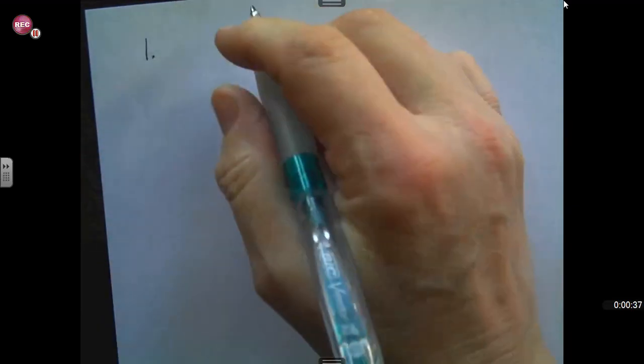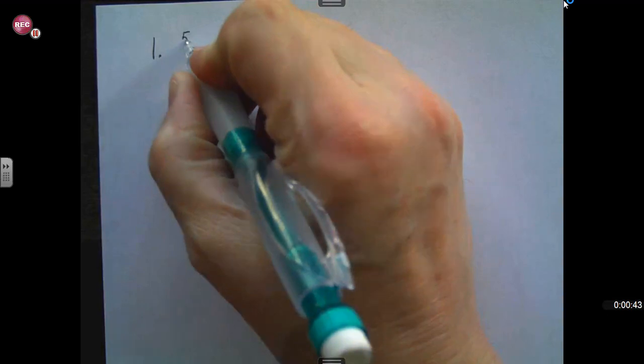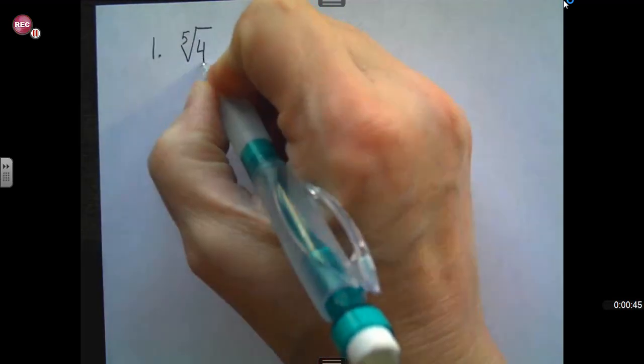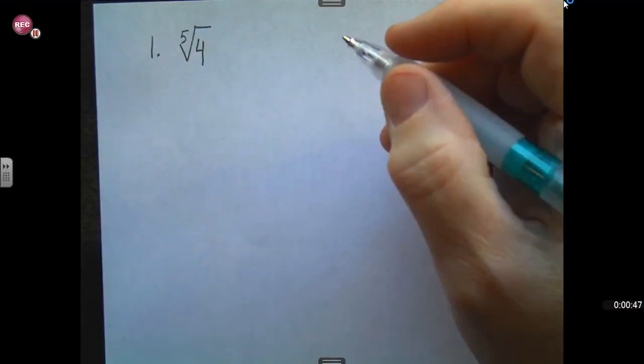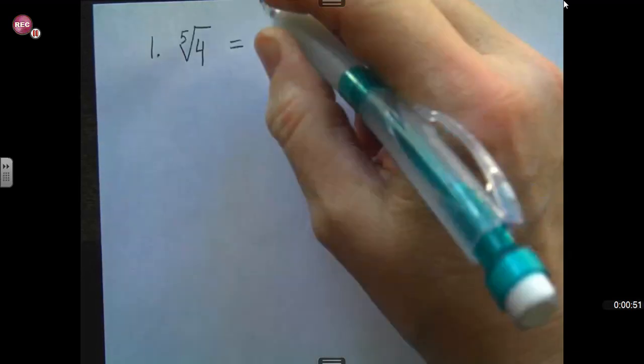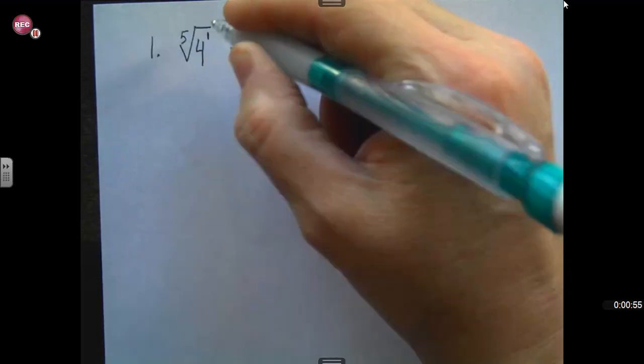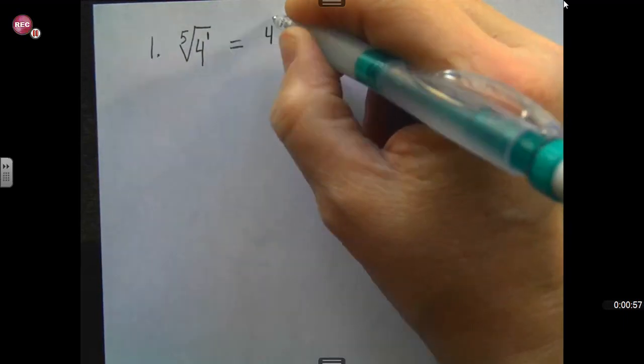Number one, they give you the fifth root of 4, and you're supposed to write that using rational exponents. So in other words, write it with the exponent as a fraction. The exponent on 4 is 1, so that is 4 to the 1/5 power.